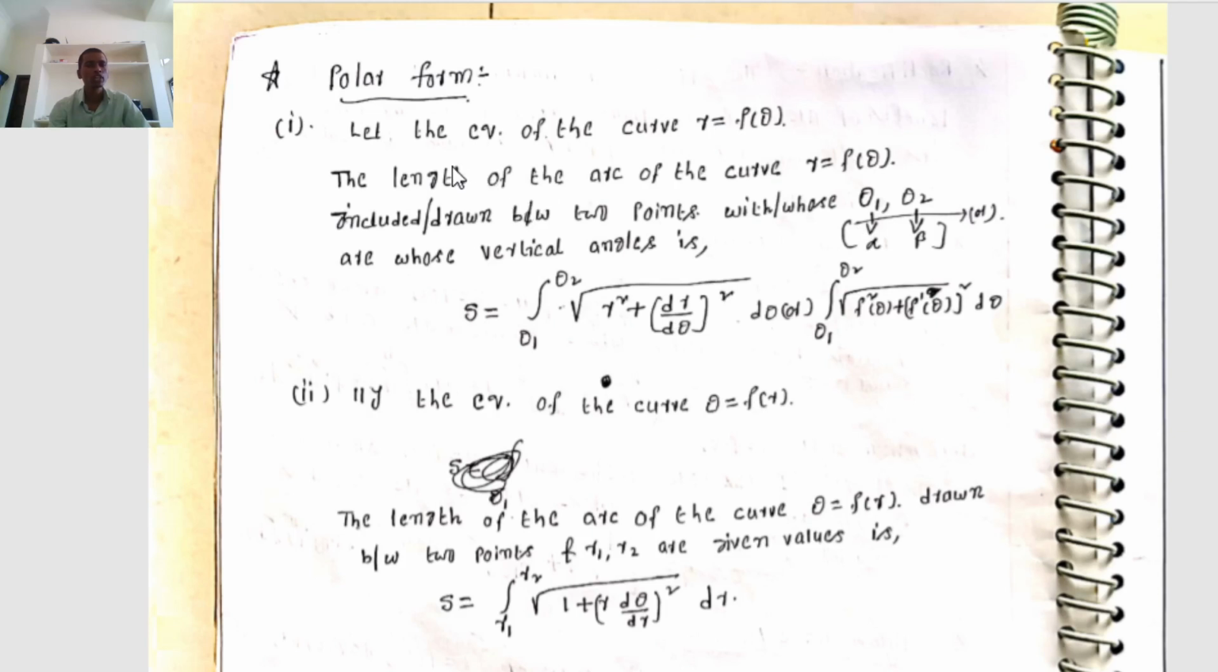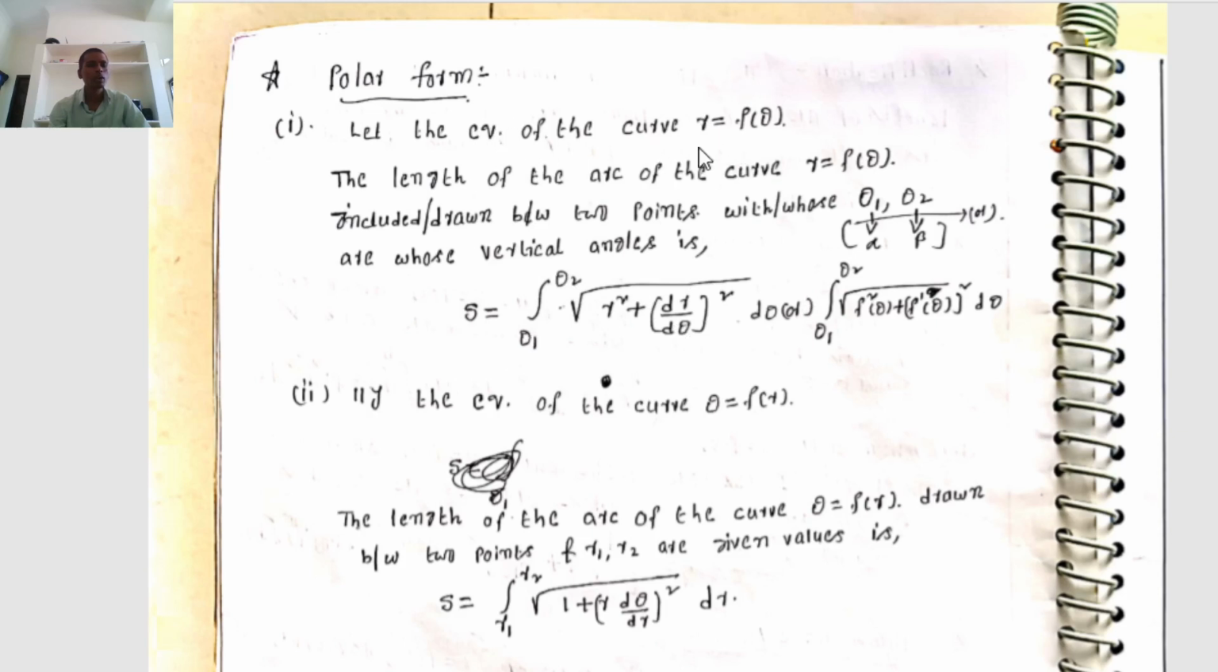Suppose the equation of the curve is r equal to f of theta. The length of the arc of the curve r equal to f of theta, included between two points whose vertical angles are theta 1 and theta 2, is s equal to the integral from theta 1 to theta 2 of the square root of r square plus (dr by d theta) square, into d theta.